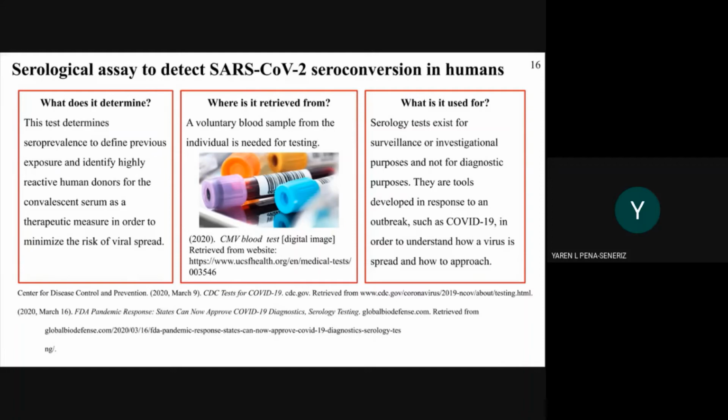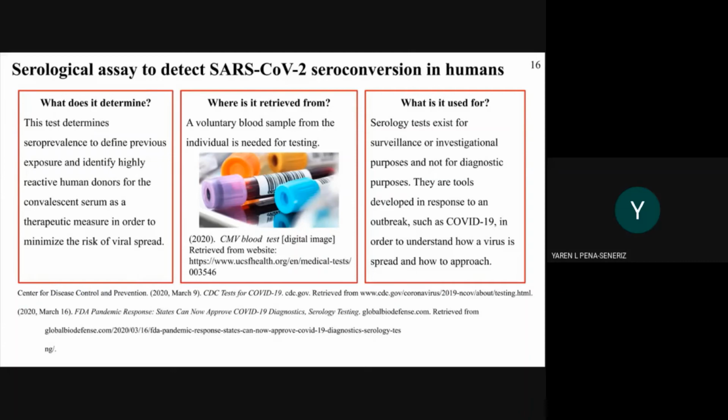The convalescent serum is obtained from a person who has recovered from the virus and is considered to be rich in antibodies against the infectious agent of the virus. For this testing, a voluntary blood sample is needed.